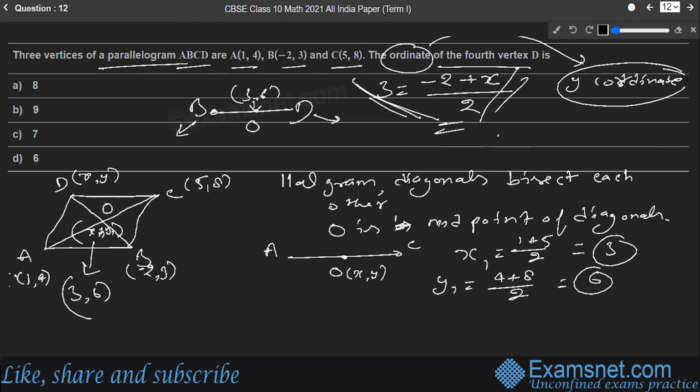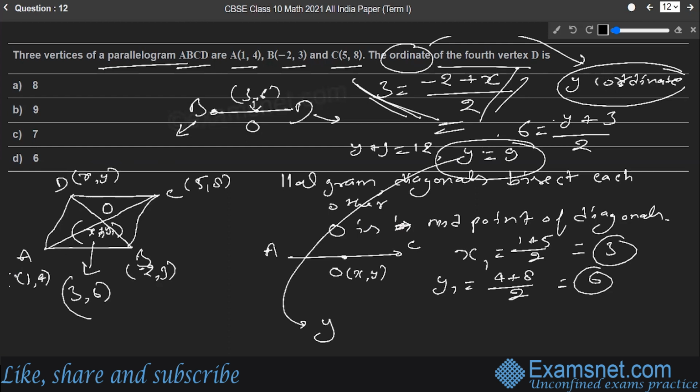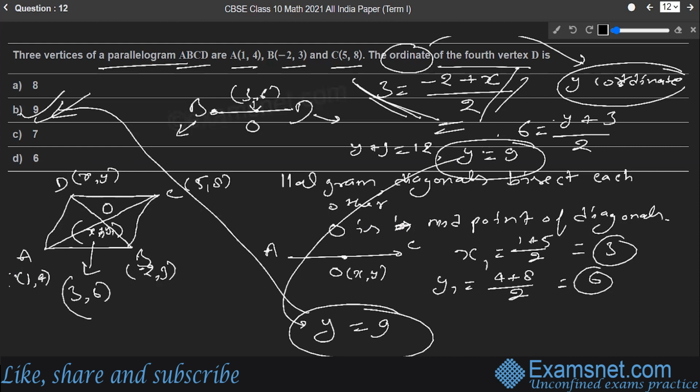The y coordinate of the midpoint, 6, is y1 plus y2 by 2. Here y1 is just y, the unknown, and y2 is 3, divided by 2. If we solve this, y plus 3 is equal to 12, which gives y equal to 9. That is the ordinate they were asking for. The final answer is y equal to 9, available in option B, so that is the right answer.